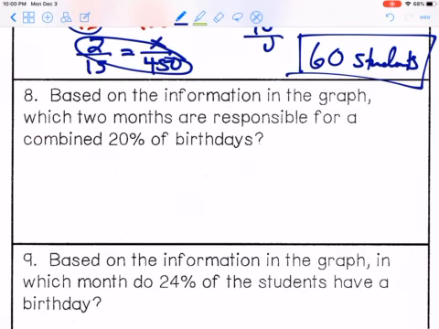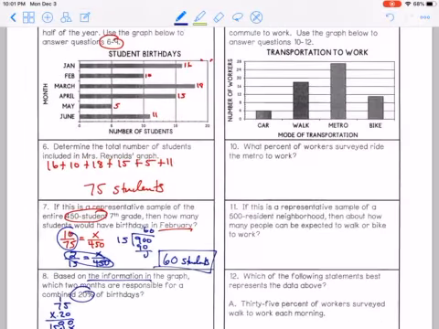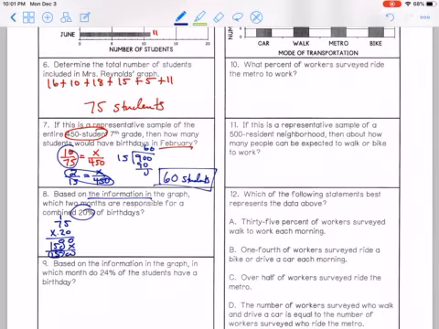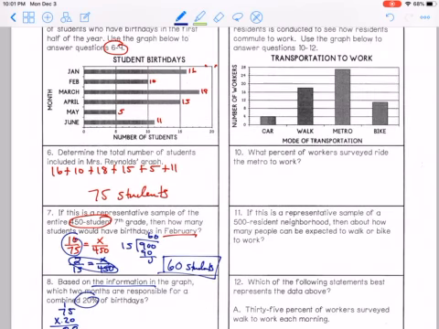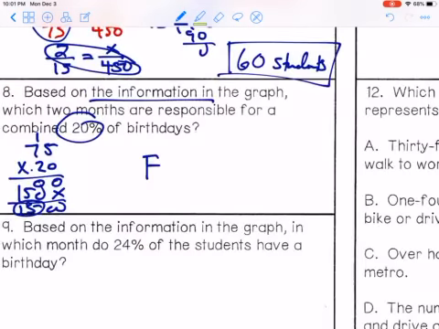Number 8. Based on the information in the graph, which 2 months are responsible for a combined 20% of the birthdays? So this is based on the information on the graph. So that's 75 times 0.20, which is 15. So we're looking for 15 people. When I go back to the graph, April's 1 month, but we need 2 months to give me 15. That's February and May.